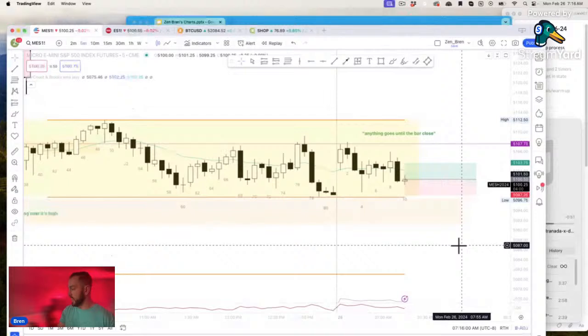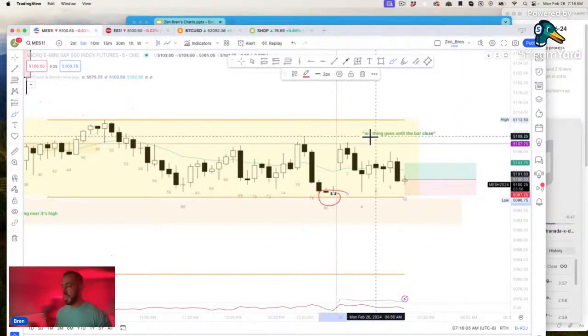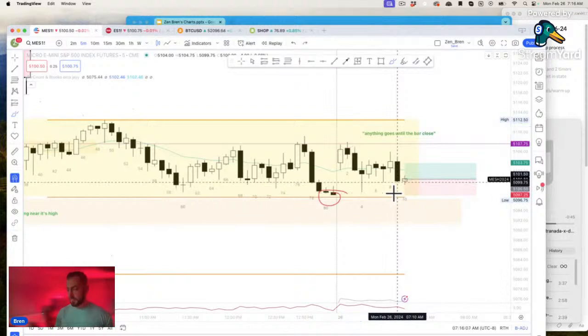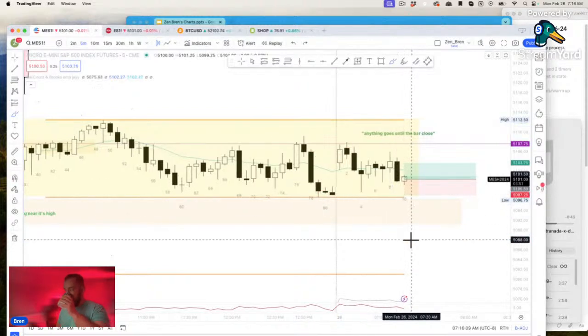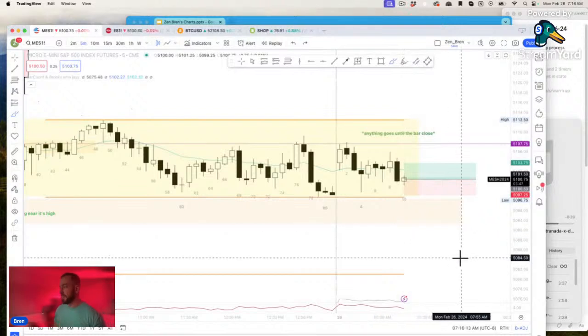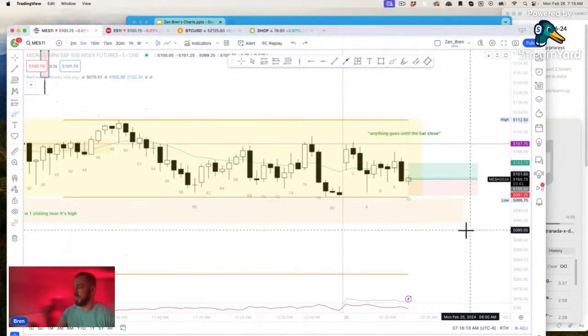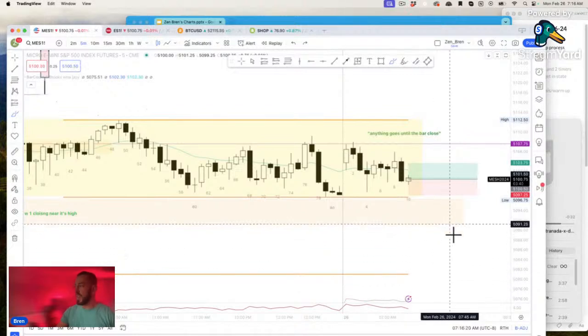And if you are going to trade, you want to trade at the extremes, meaning you want something here or you want something up here. So I'm tempted to take this guy, but I just don't like this area.